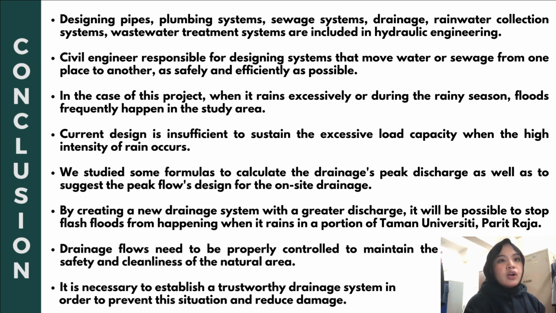Due to the overload of these systems, water does not drain as quickly as it should during severe downpours. In other words, drainage systems clog and sometimes water surges to the residents. Due to the tiny area, it can be seen from the study that the current design is insufficient to sustain the excessive load capacity when high-intensity rain occurs.